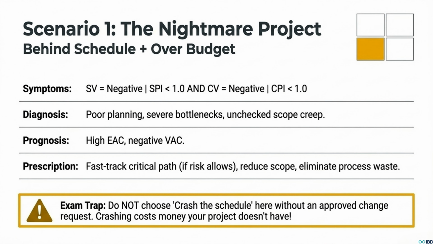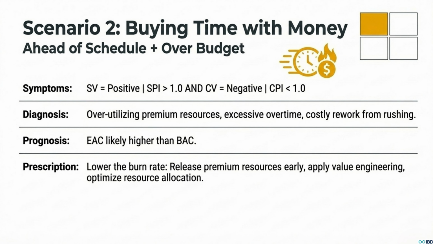Okay, let's move on to scenario 2. I call this one buying time with money. Your schedule looks great. Your SPI is over 1. You're ahead of the game.